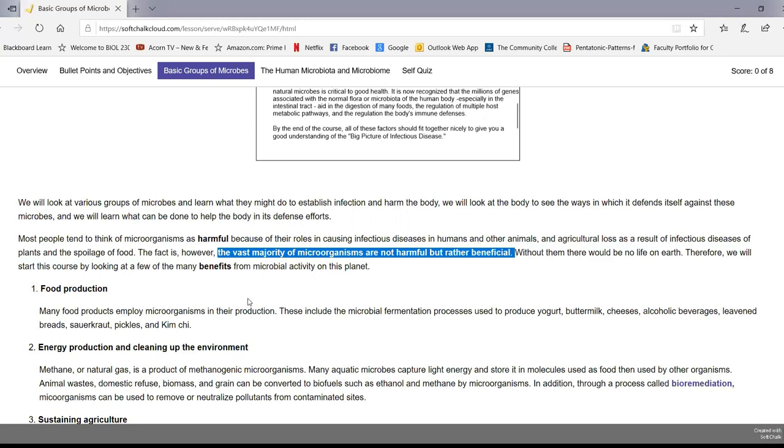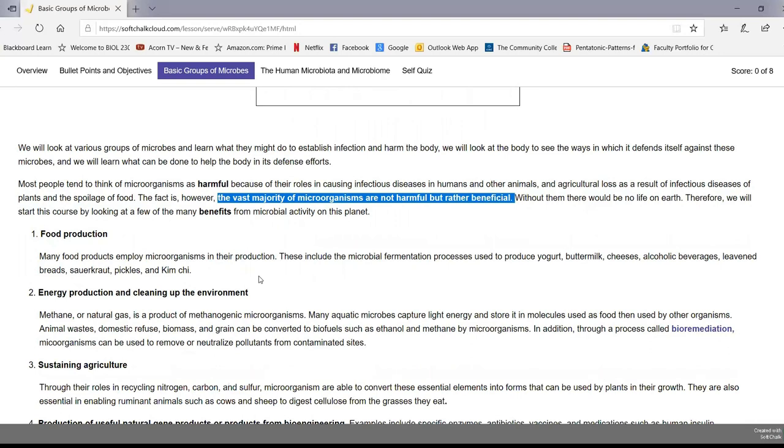So as kind of a brief introduction before we get into the microbiota, let's look at some of the benefits associated with microbial activity on our planet. First of all, of course, food production. There's a lot of food products that employ microorganisms in their production. Microbial fermentation processes are used to produce things like yogurt, buttermilk, cheeses, our alcoholic beverages, leavened bread, things like sauerkraut, pickles, kimchi. These are all fermented food products.